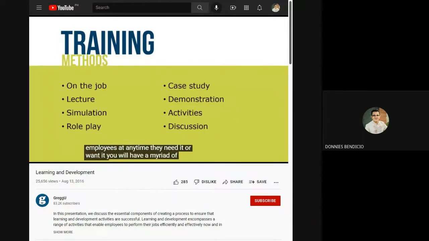You will have a myriad of training methods to choose from, including those you see here. Make sure the method of training delivery is appropriate for the content and the audience that you've selected. Methods include on the job, lecture, simulation, role play, case study, demonstration, activities, discussion, and the list goes on.